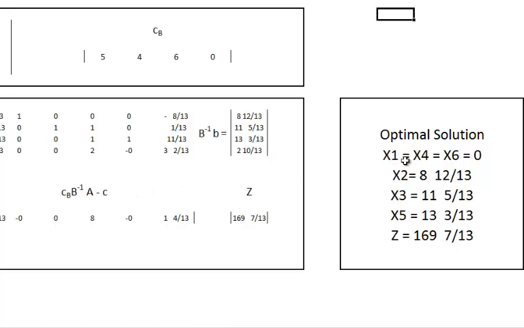So for the optimal solution, X1, X4, and X6 are not in the basis, so they are non-basic and equal 0. X2 is 8 and 12/13. X3 is 11 and 5/13. X5 is 13 and 3/13, and the value of z that we have calculated is 169 and 7/13, and that is the solution to this problem.